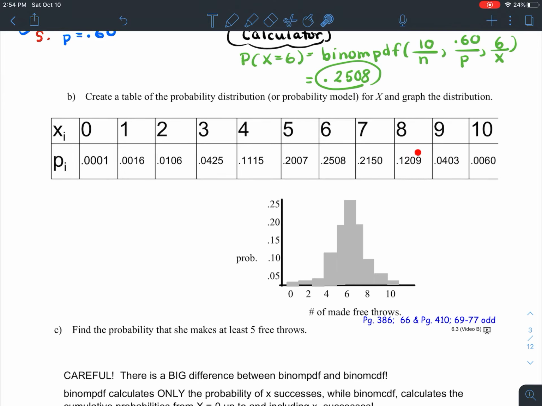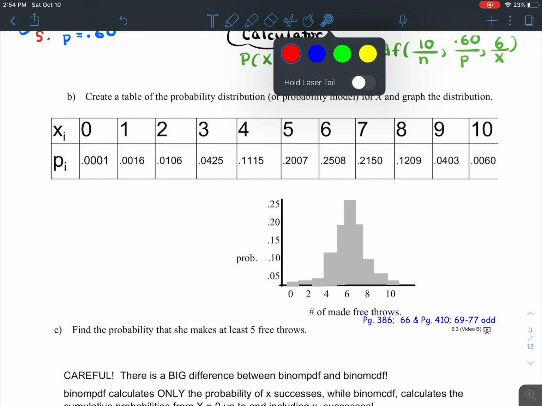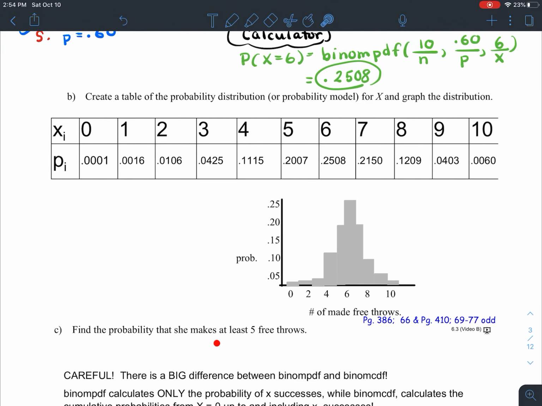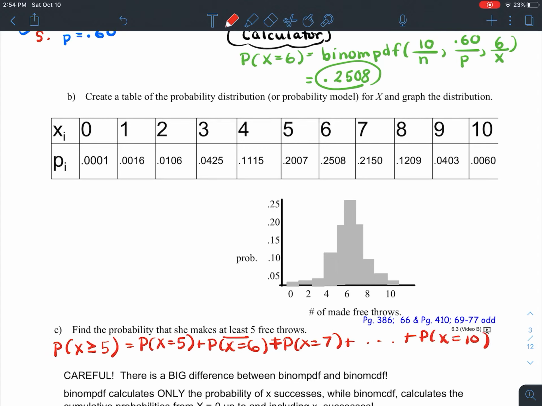And then we're going to take a look at this table to see if we can answer this question, finding the probability that she would make at least 5 free throws. Now please keep in mind, at least technically means the probability that she is making 5 or greater free throws. So that is actually making 5, 6, 7, okay, you get the idea, all the way up to 10 free throws.